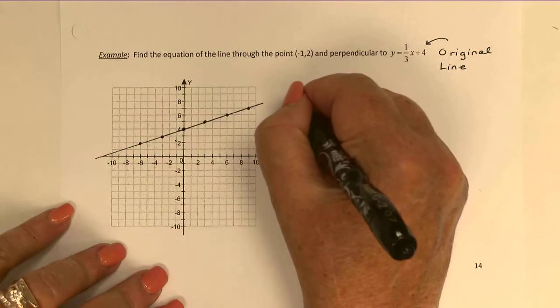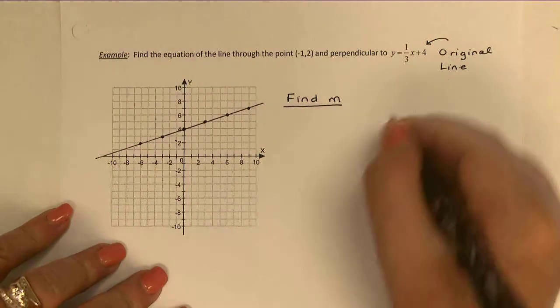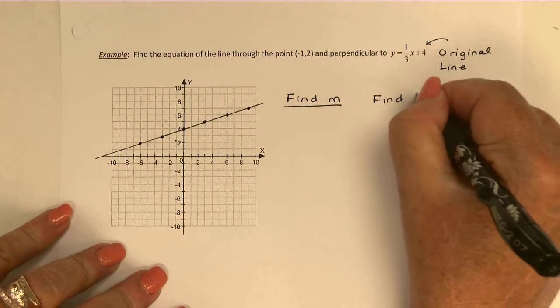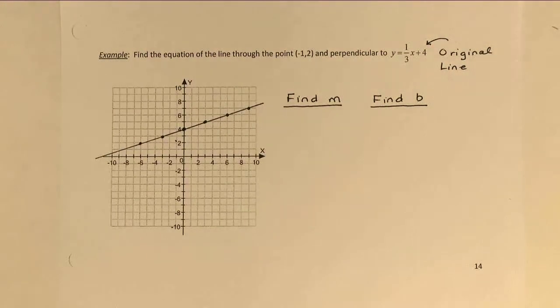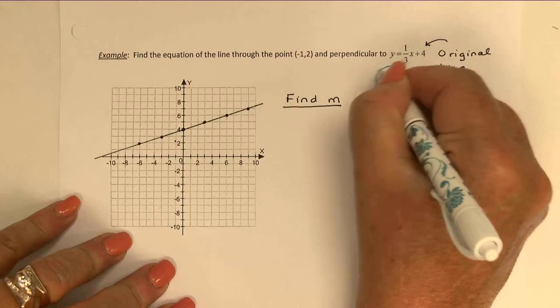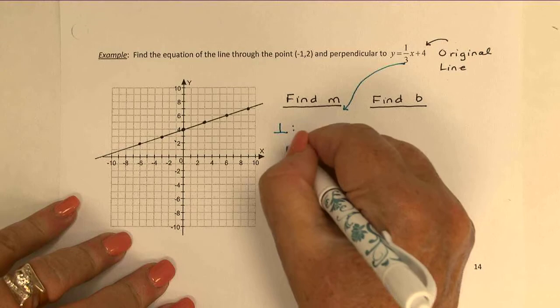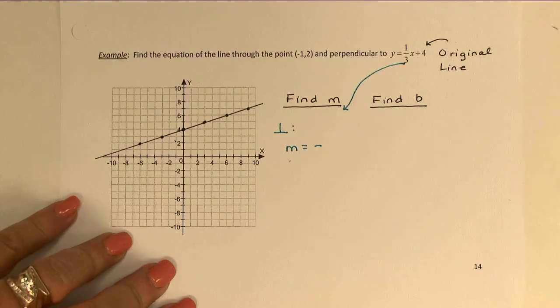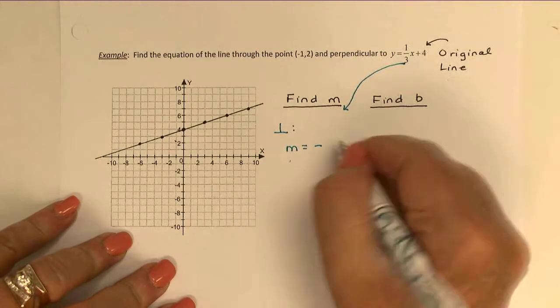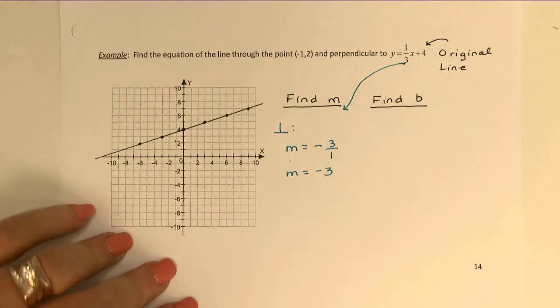Anytime we want to find the equation of a line, we always need to find the slope and the y-intercept. So find m, find b. In this case, I'm going to use the perpendicularity to give me the slope of my new line. I know the original slope was positive 1/3. So to get the perpendicular line, I take the opposite reciprocal: negative, and then I flip that over, 3/1, or just the slope of -3.